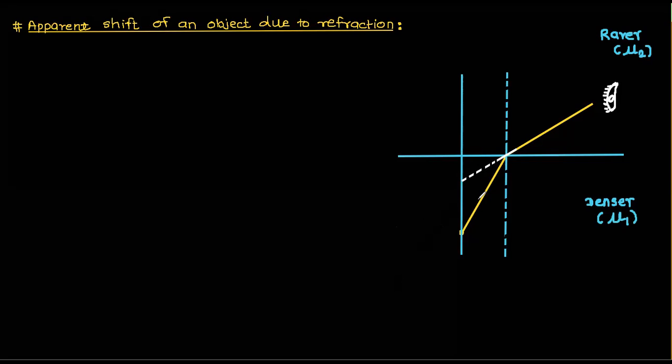So the actual ray will go like this, and it will reach our eye, and our eye will feel that this ray is coming from here, because our eye perceives it along a straight line. So here is your object O, and here is the image, right?